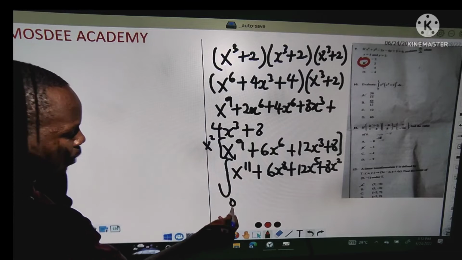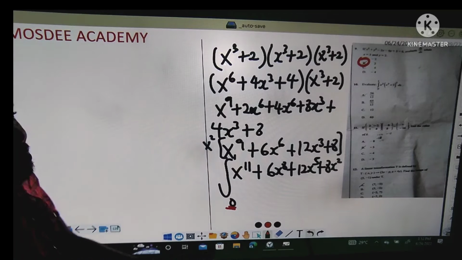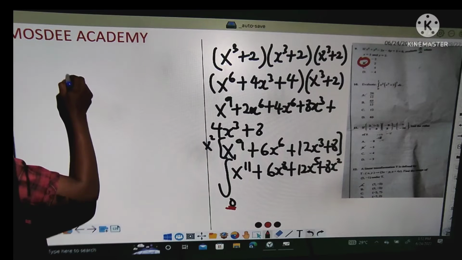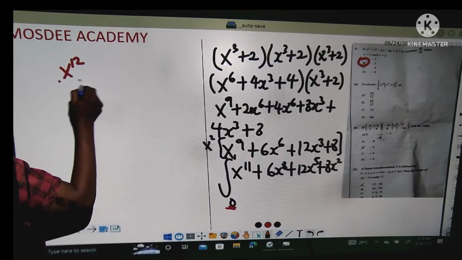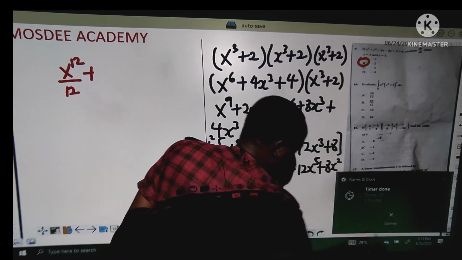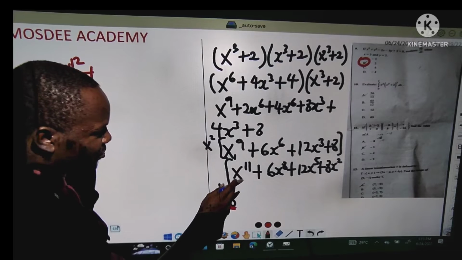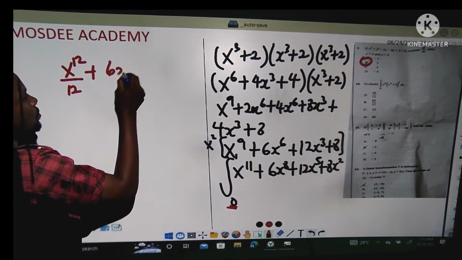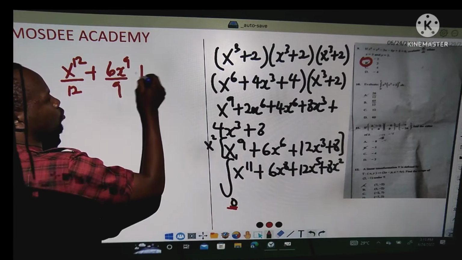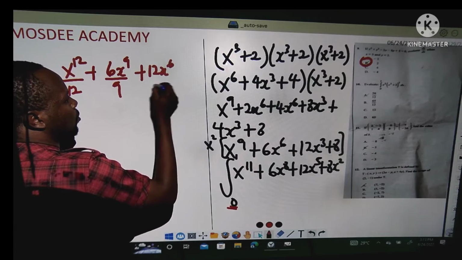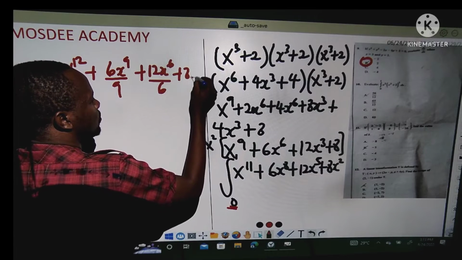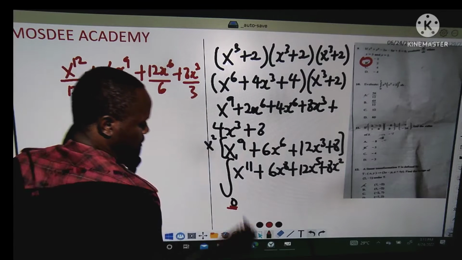So if you do that, I will not do 0, because if I subtract anything from 0, it's still that thing. So I only need to put 1 after integrating. You add 1 to the power. So it will be x^12 over 12 plus, apologies, let me finish this one, that's 6x^9 over 9. You just add 1 to the power. That is plus 12x^6 over 6. Then that is plus 8x cubed over 3.